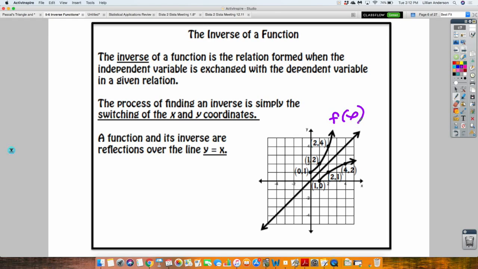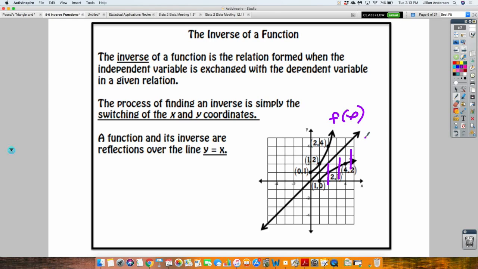If the original graph passes the horizontal line test, that means your inverse is a function. And in order to be a function, it has to pass the what? The vertical line test. So if this is my original function and this is my inverse, it should pass the vertical line test, which it does. So if you're ever asked, is the inverse a function? Look at the original. If it passes the horizontal line test, then you know without graphing that your inverse is going to be a function. Did everybody catch that?